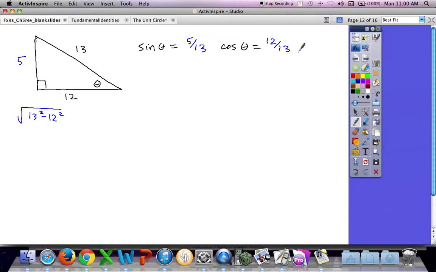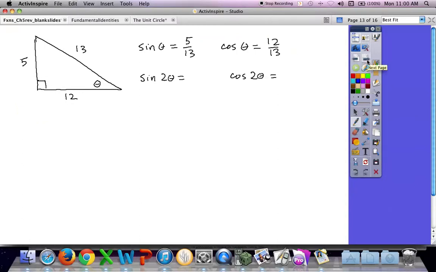But we use these when we start doing the double angles. Sine theta and cosine theta are part of the formulas, right? So we've already got them done. I rewrote them up here.